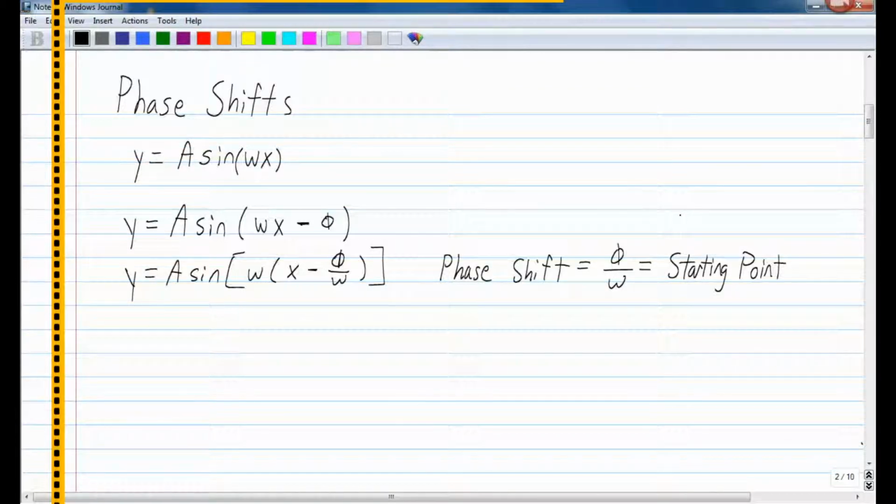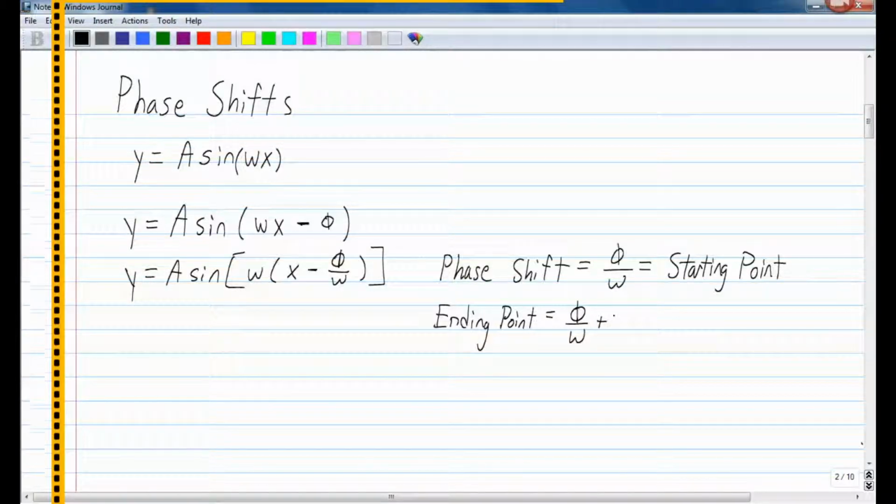Alright, so I have a new starting point of phi over omega. My ending point will be equal to my starting point plus what? And the period is what? 2 pi divided by omega.